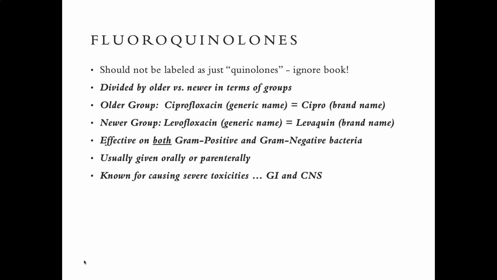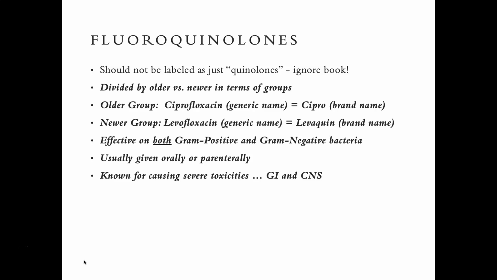The book labels them as just quinolones, but again, when I did some research, that's not the case. You need to know these as fluoroquinolones. So ignore the book if it just calls them quinolones. Fluoroquinolones are divided in terms of group by older versus newer. Older group is ciprofloxacin. That's the generic name. It's known as Cipro as the brand name. Easy to remember, hopefully. Newer group is levofloxacin. It's a generic name, and Levaquin is the brand name.